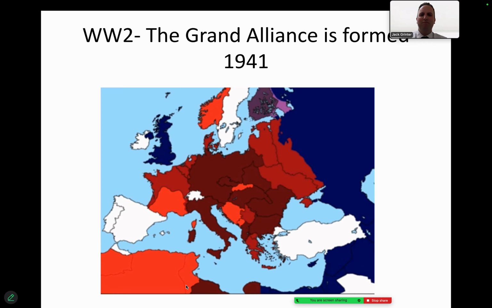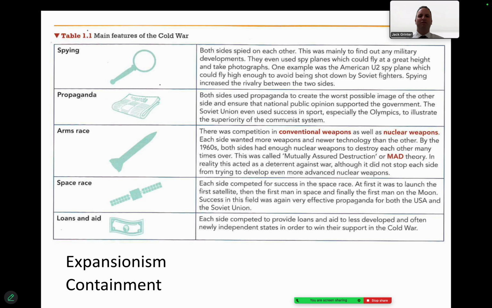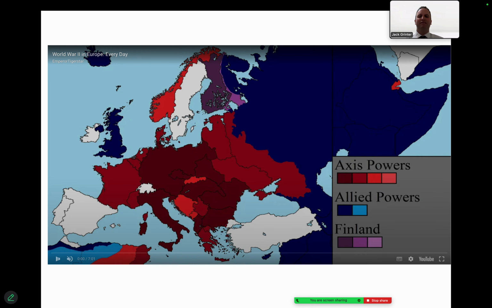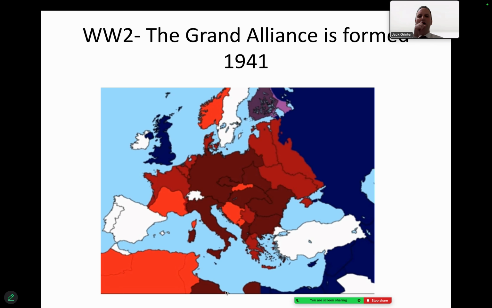Okay, so what that then means is we have what we call the Grand Alliance, which is our first thing on the specification. This is the alliance during World War II between the USA, Britain, and the Soviet Union.